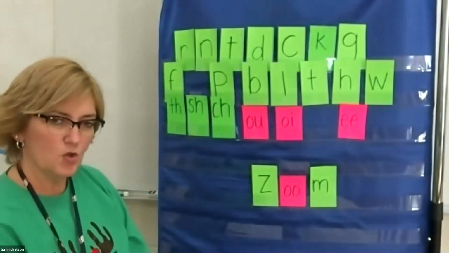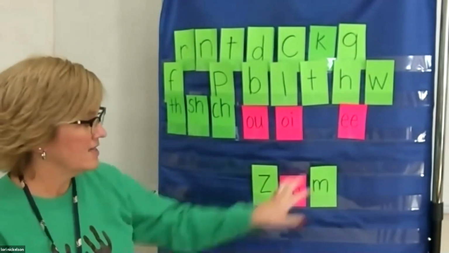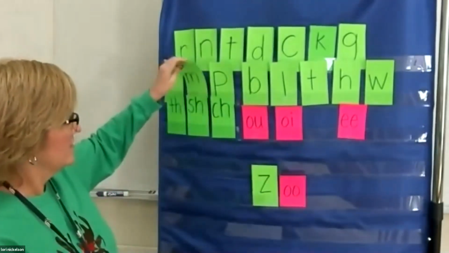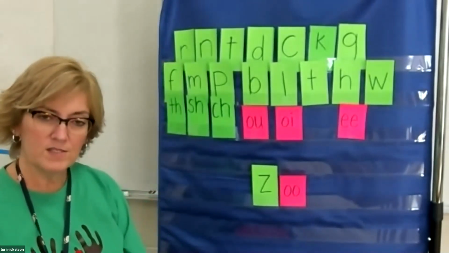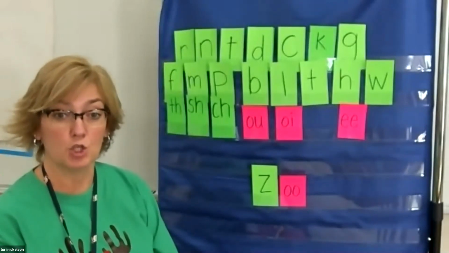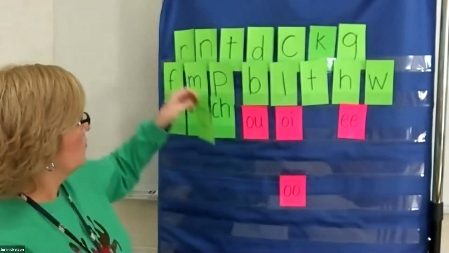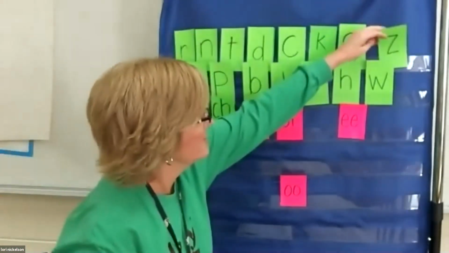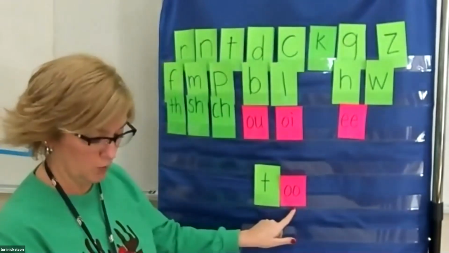Okay, let's make Zoom into zoo. What do I do? I just take away the M, don't I? Now I have zoo. Great. Well, from zoo, let's make the word to, like I'm going to. So we would replace the Z with a what? A T. And now we have two.